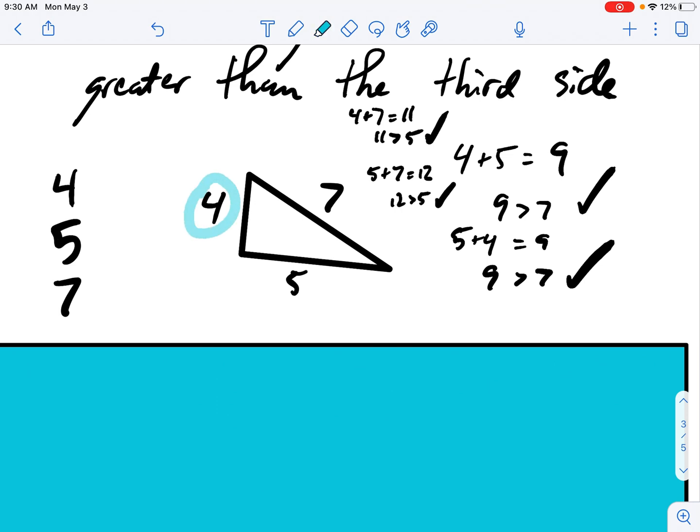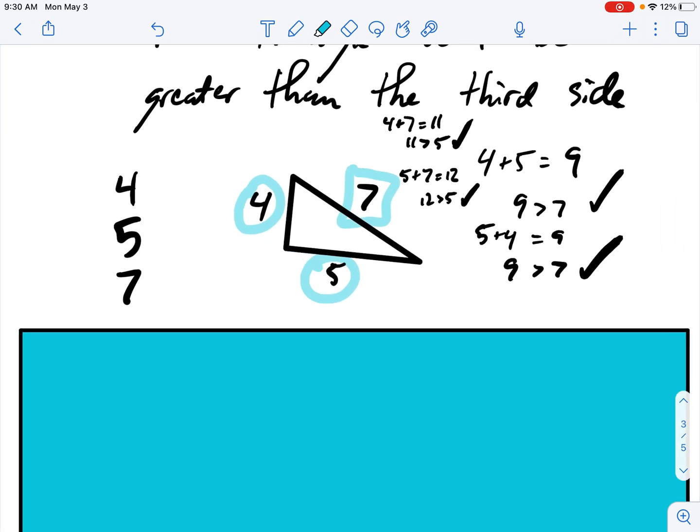And you can keep doing this for all the side lengths just to check. But really, the shortcut is to take the two smallest side lengths, add them up, and see if they're bigger than the third side length, okay?